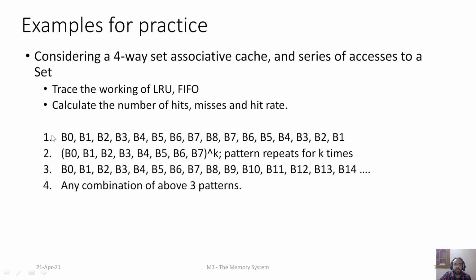And if you look at each of those access patterns here, the first access pattern is b0, b1, b2, b3, so on to b8, and then the blocks are again b7, b6, b5, so on and so forth, right? It's like accessing the array elements first to last and then from last to first. If you look at the second access pattern, it is b0 to b7. The same access is repeating multiple times.